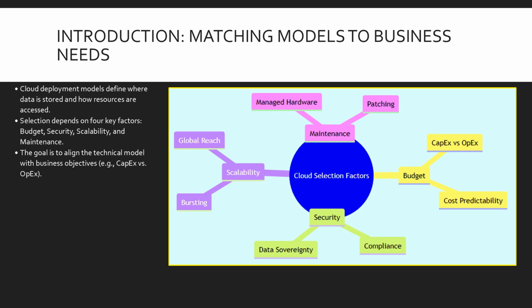At the center is cloud selection factors. Branching out, we see budget, where we weigh CapEx against OpEx. Next is security, driven by compliance and sovereignty needs. Scalability looks at the need for bursting or global reach. Finally, maintenance asks if you want to manage hardware and patching yourself or offload it. These four nodes guide us to the correct use case.